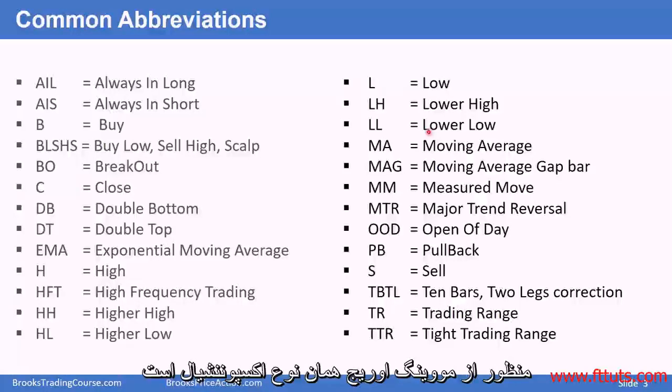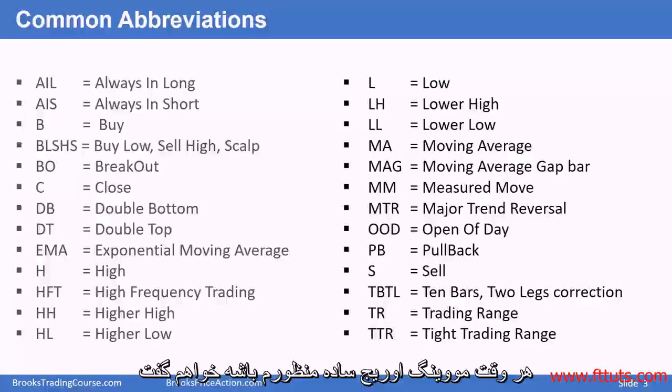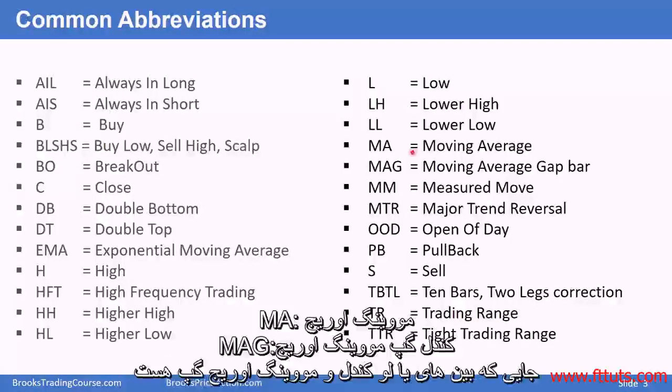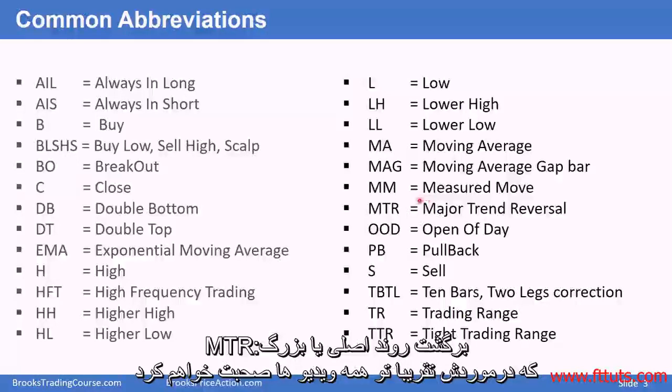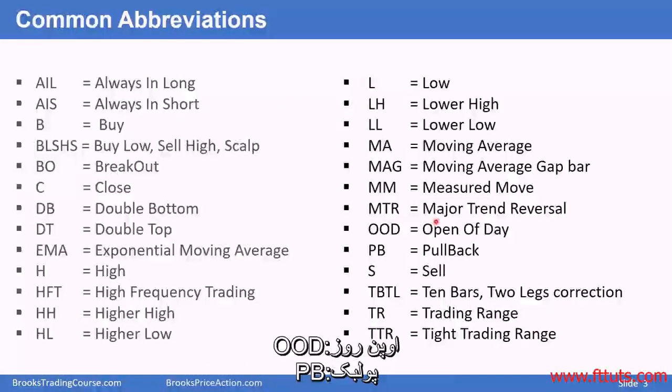When I say moving average, that's the same as the exponential moving average, except rarely I will talk about some simple moving averages. When I do, I'll explain it. Moving average gap bar, when there's a bar where there's a gap between the low or high of the bar and the moving average. Measured move, I talk about this in every video. Major trend reversal, MTR, I talk about that in almost every video. Open of the day, pullback, PB, I refer to that in almost every video.